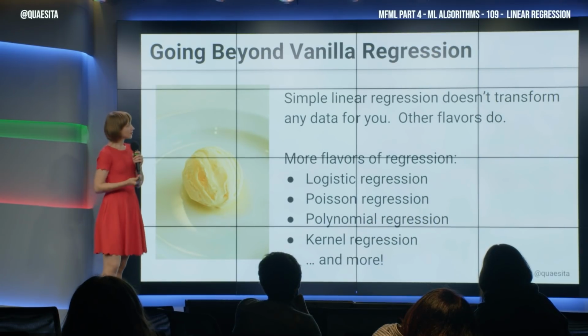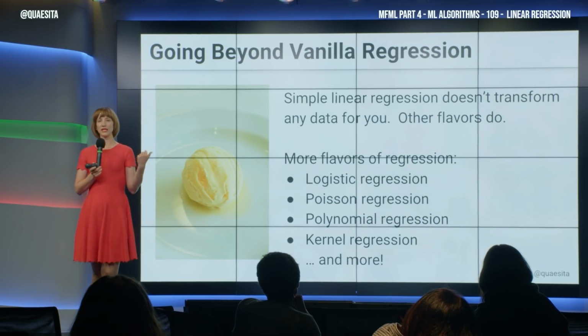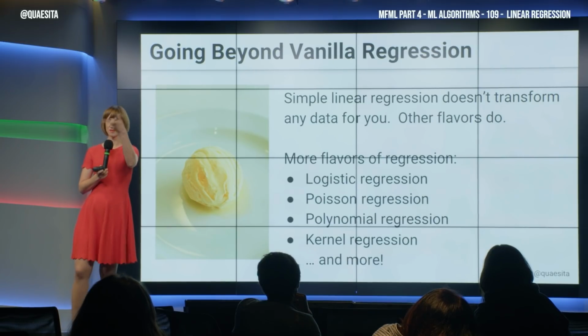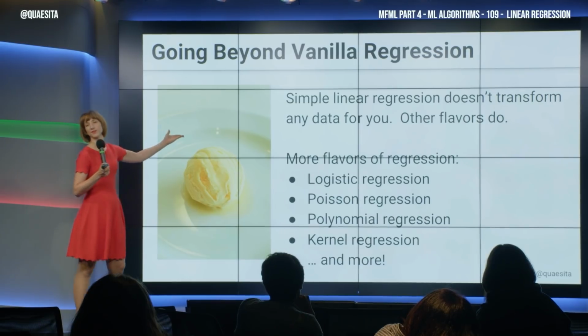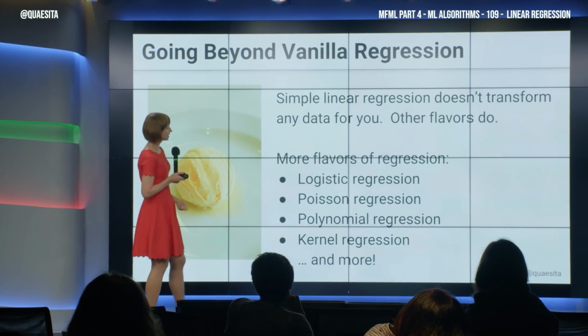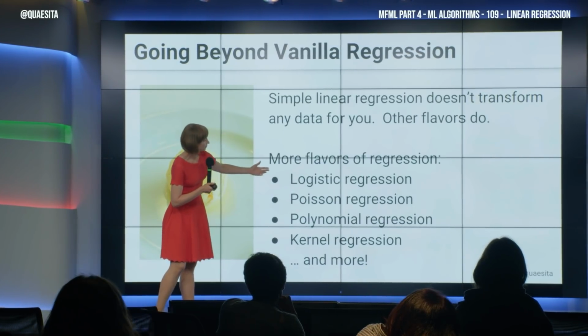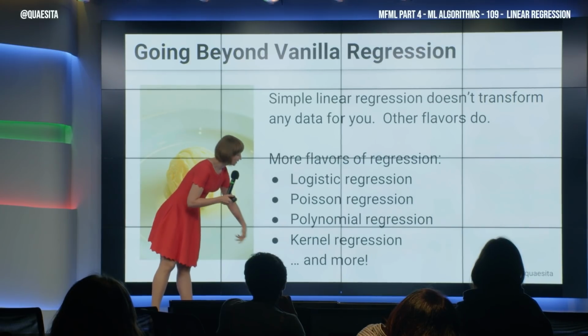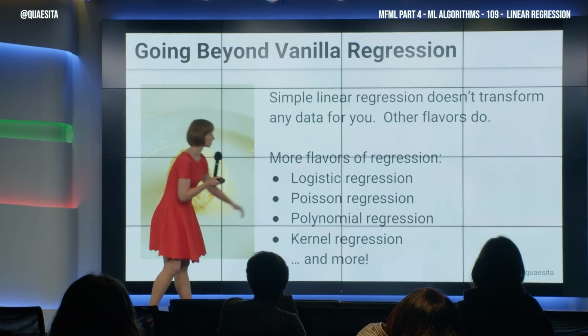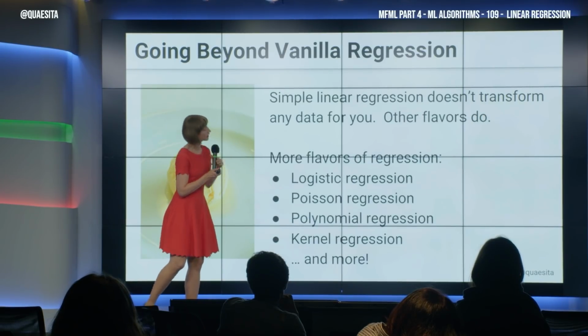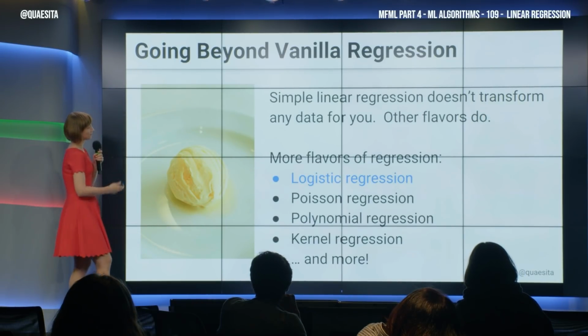Now, the simple linear regression thing does not transform any data for you. It just takes those columns, finds something to multiply them by, and off we go. But there are other flavors of regression, more interesting, complicated ones. Here are some popular ones you may run into. Kernel regression, you already have a sense of what that might involve now that you know what kernels are. The one we'll look at is logistic regression.